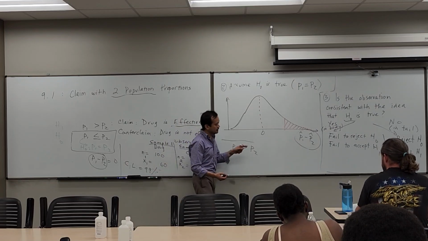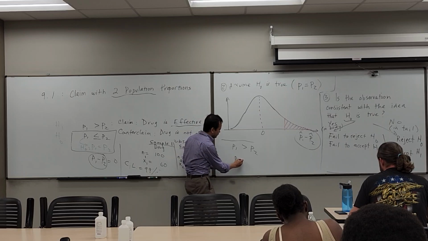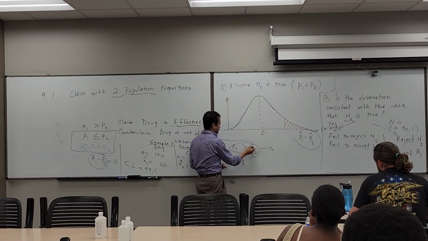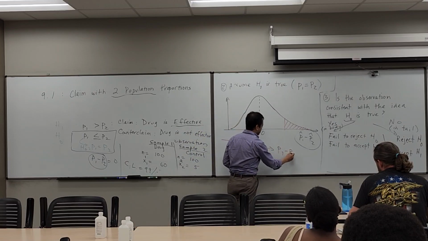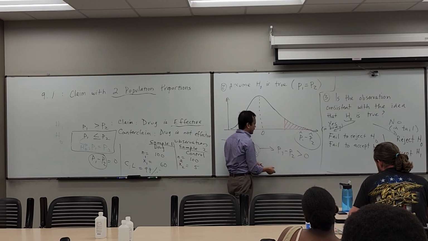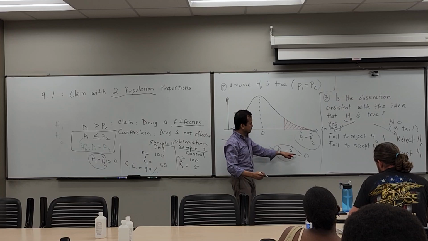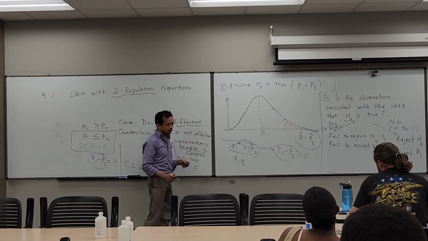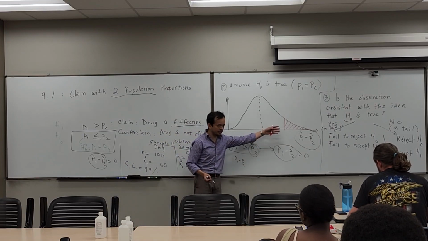The reason for that is because the variable we're keeping track of is this difference, P1 minus P2. From algebra, you're just moving this P2 over, so P1 minus P2 is greater than 0. All we care about is this variable, P1 minus P2, and whether it's greater than or less than 0. Because it's greater than, it's to the right. So these are two different ways of explaining the same thing. It's a right tail test.